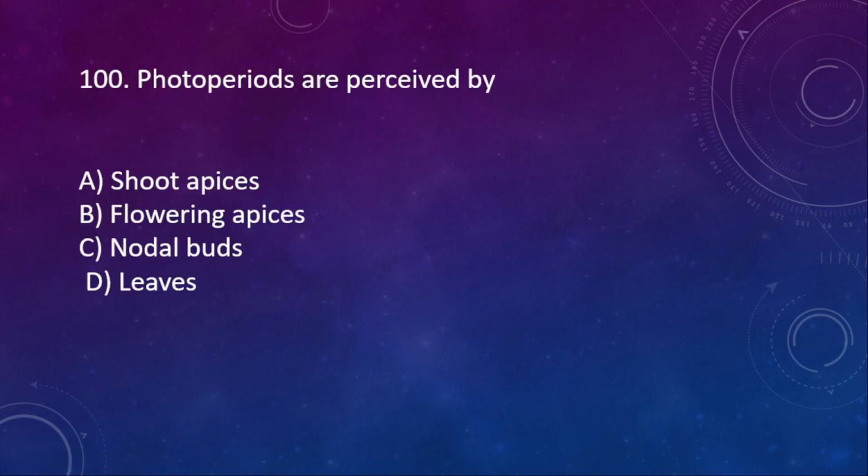Centuryth question. Question number 100. Photoperiods are perceived by A. Shoot apices, B. Flowering apices, C. Nodal buds and then D. Leaves. Here the right option is D. Leaves. Photoperiods are perceived by leaves.